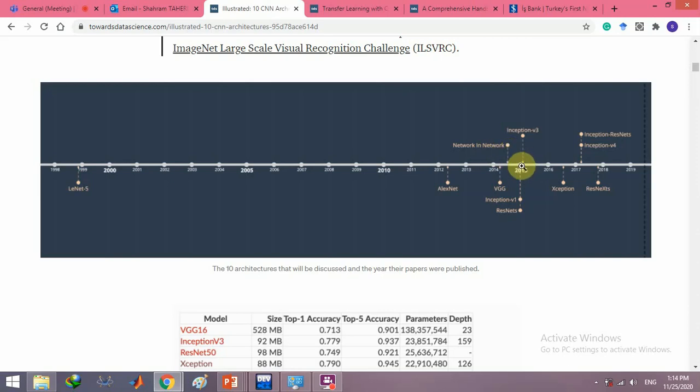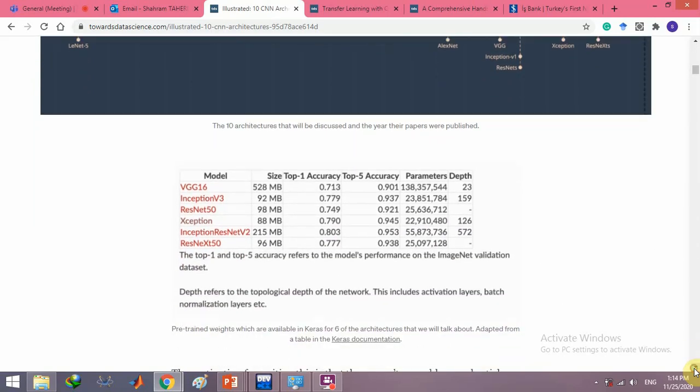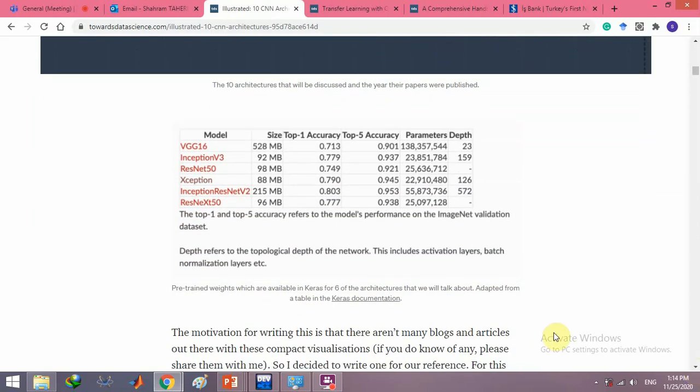Then in 2015, Inception version 3 or GoogLeNet was introduced. After that, Xception and Inception version 4, Inception with ResNet. This is the timeline of the introduction of different architectures. Let's check each of these architectures one by one. Before that, in this table you can see the size of the different architectures.